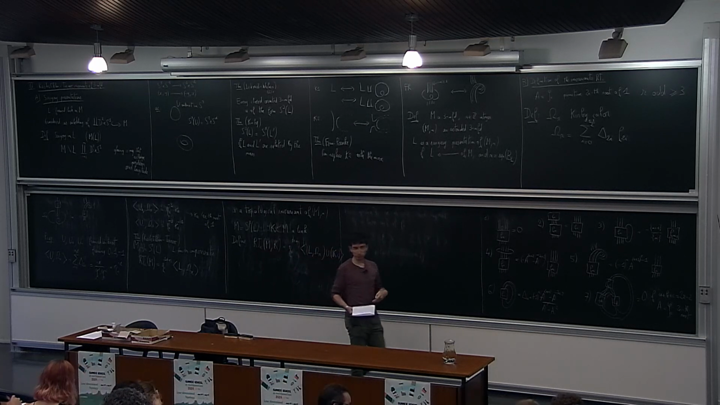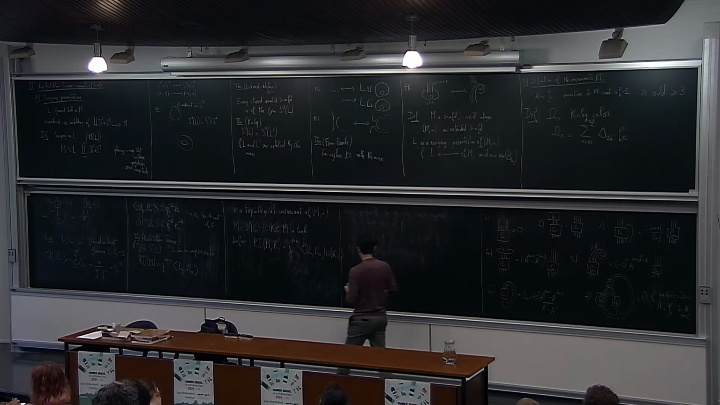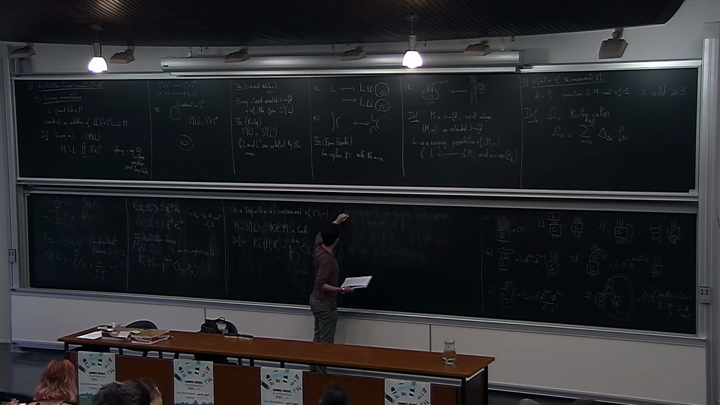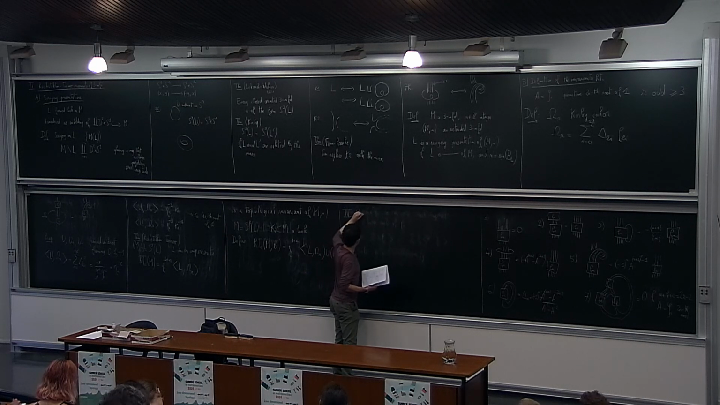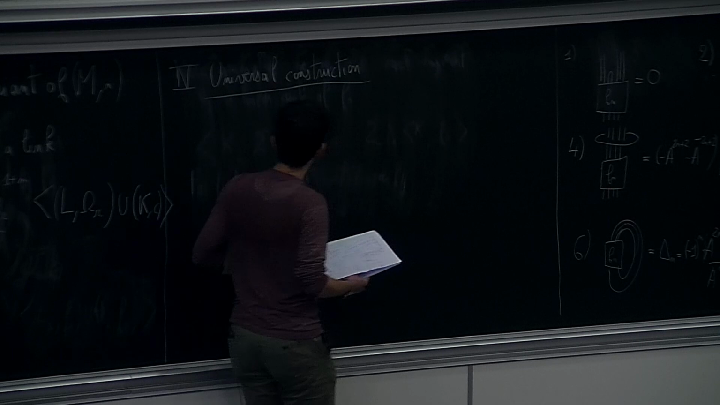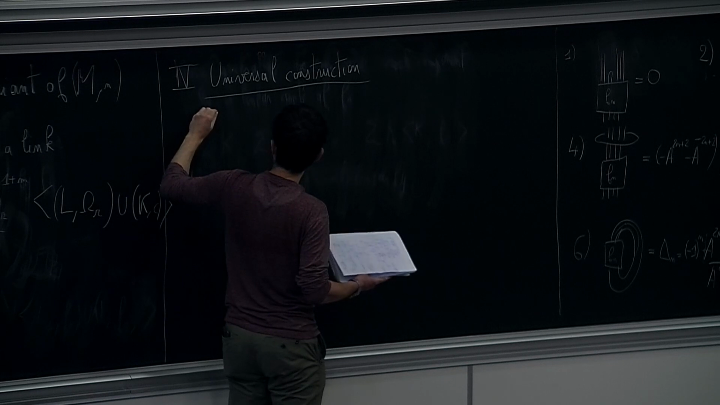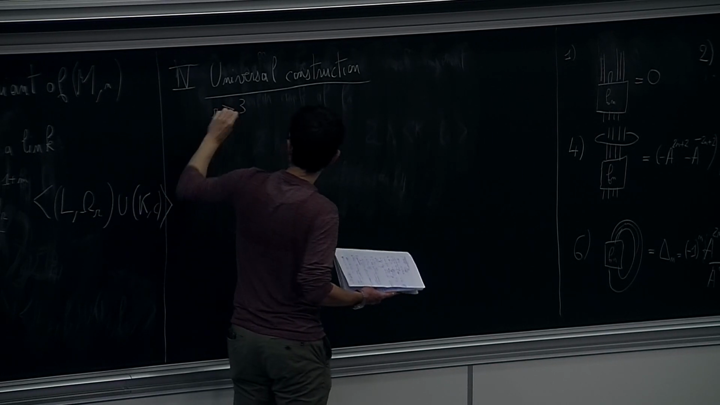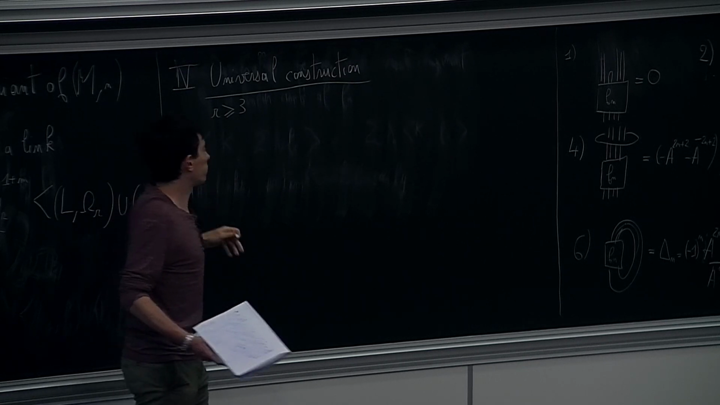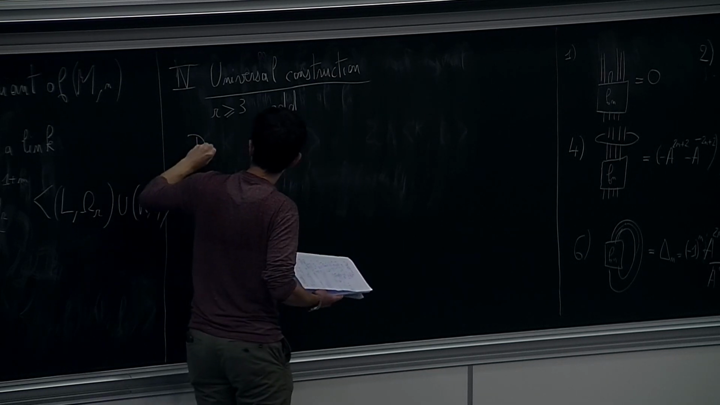And as I promised, we will extract a representation out of this three-manifold invariant. There is a process to do this, which is the so-called universal construction. It's an idea introduced by Blanchet, Habegger, Masbaum, and Vogel, which I will write down in the case of this invariant, but you could a priori use it for any invariant of three-manifolds. So we define the following.